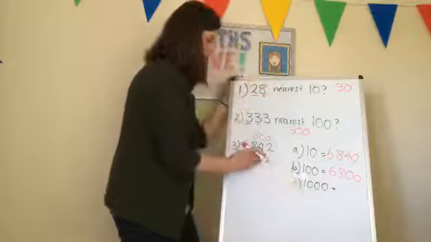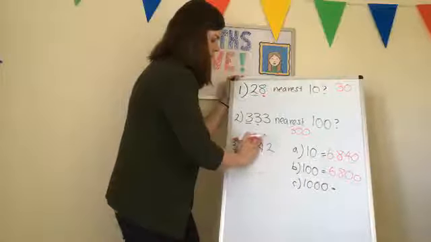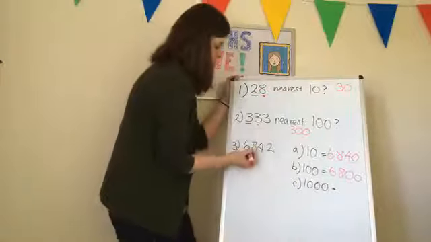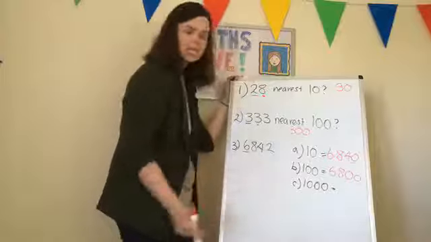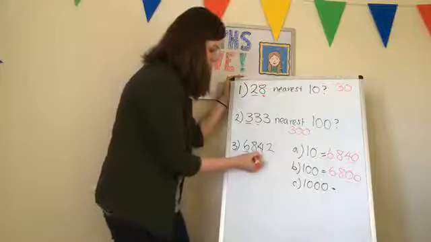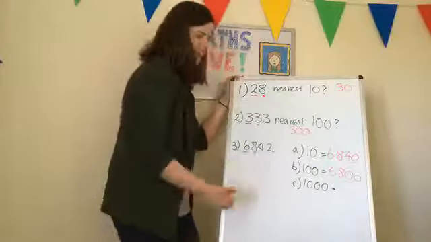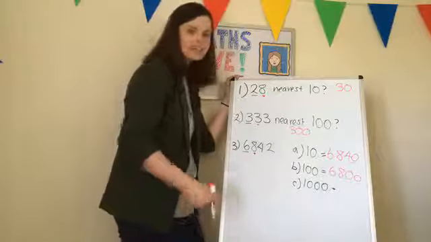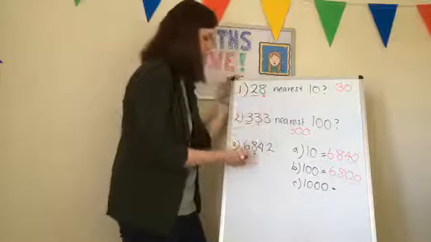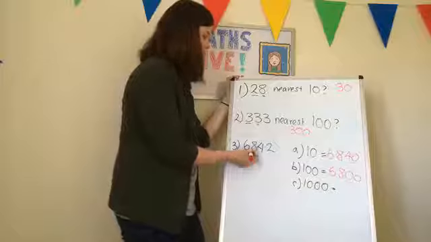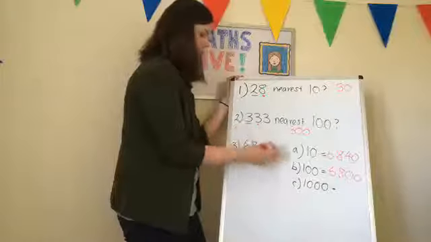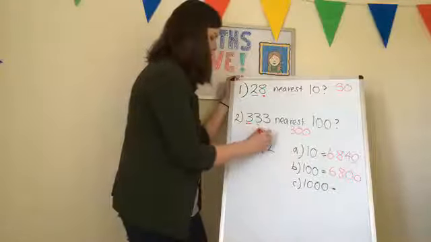The last one is thousands. So we get our thousands column. 6 is in the thousand column. And we look to the number at the right. 8. Now 8 boosts, it gives us a round up. So we don't stick at 6, we go up to 7. So it's 7,000.